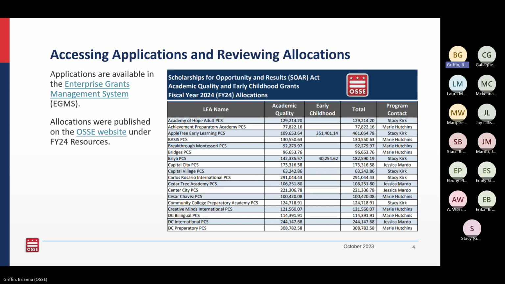All right, so applications are available now in the EGMS system. You can follow that link to get there if you aren't familiar with the system, but I think many of you are. And then allocations were published on the OSSI website under the FY24 resources section on the SOAR Formula webpage. This is just a snapshot of what that document looks like. It includes every LEA's academic quality and/or early childhood allocation, along with their program contact. And contact information for each of those program contacts on the team is shared at the end of this presentation if you aren't sure how to get in touch with them.